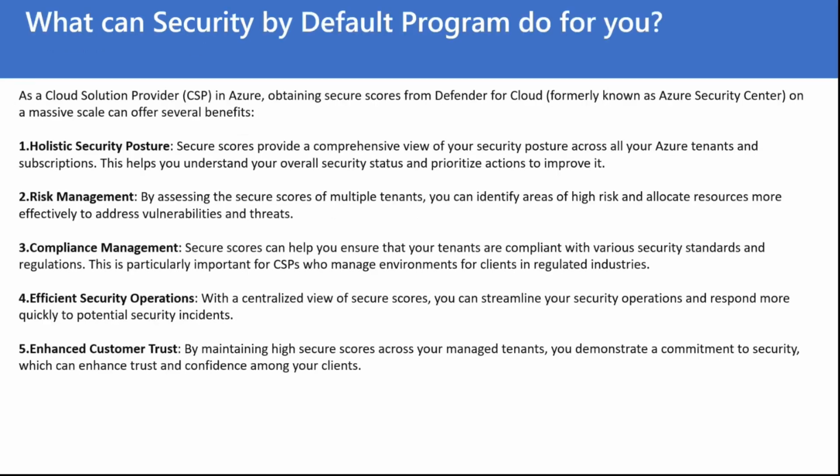What can the security by default program do for you? At the end of the day, as a CSP, by obtaining the security scores from Defender for Cloud, you can get security scores from dozens to thousands of subscriptions. Then you have a holistic security posture, which is basically a comprehensive view of your security posture across your Azure tenants and subscriptions. This is going to help you as a CSP to have the overall security status, and then to prioritize the actions to improve it.